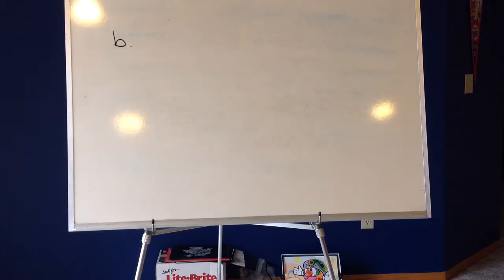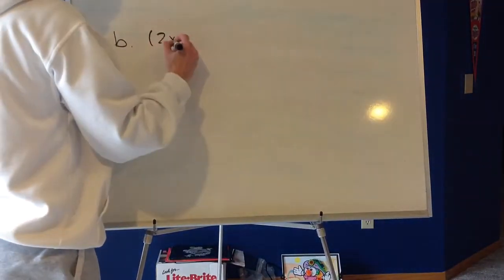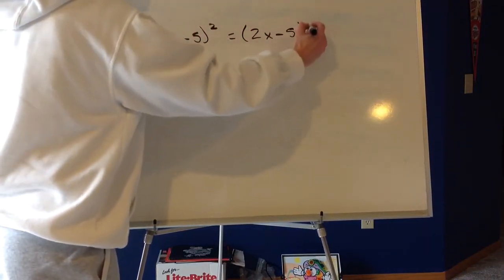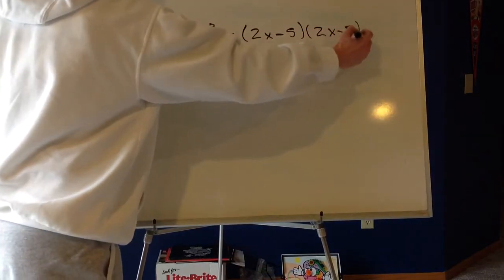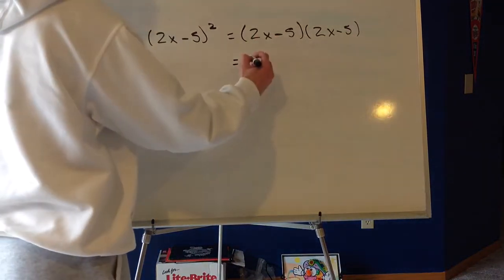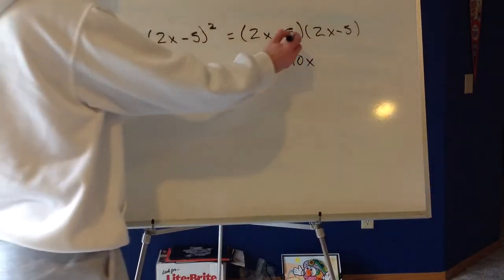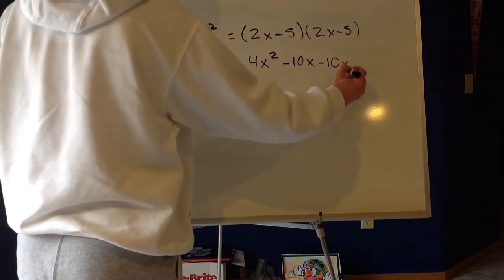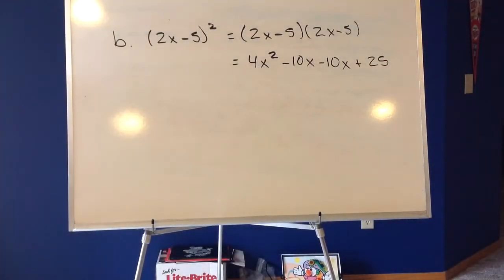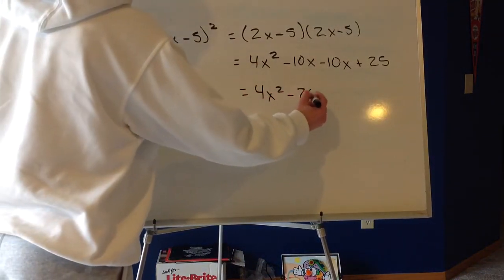So for B, we end up having a 2x minus 5 squared. So again, we want to rewrite that as 2x minus 5 and 2x minus 5 so we don't lose the middle term. Okay, so you'll distribute the 2x first, which would give you a 4x squared and a minus 10x. Distribute your negative 5, we will get another negative 10x, and it will be a plus 25. Again, you'll notice that the middle terms are the same, so we will combine those together to give us a negative 20x.